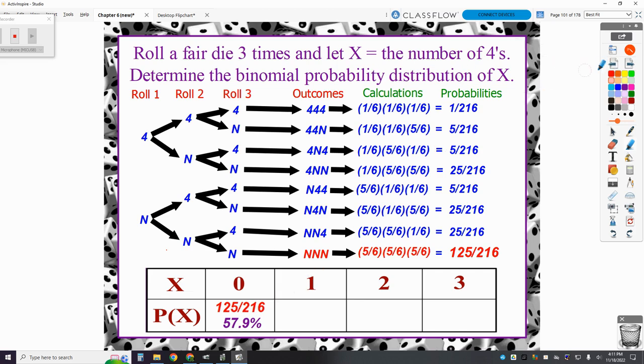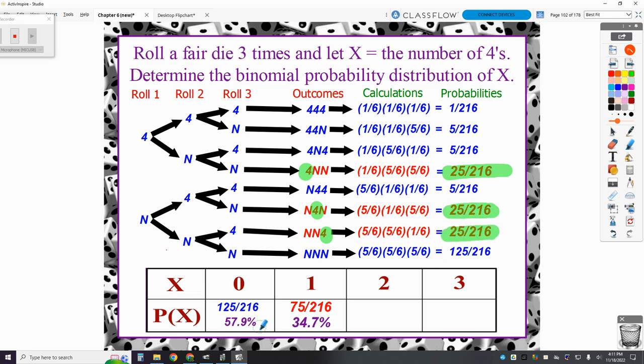What's the probability of rolling 1 4? Well, when I look at my end branches here, there's 3 different possibilities of that happening. And that would be if the 4 happened on the first roll, the 4 happened on the second roll, or the 4 could happen on the third roll. And each one of those instances is a 25 in 216 chance. And so if the 4 could be on the first roll or the second roll or the third roll, I would add together those probabilities to get this 75 out of 216, which is 34.7%.